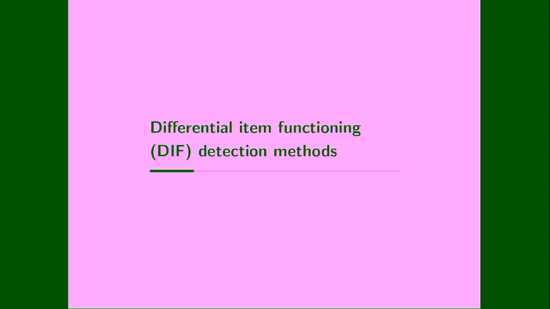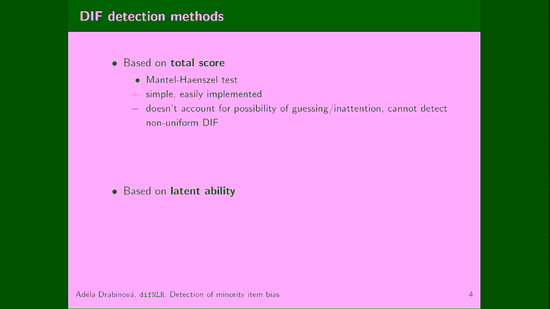So, yeah. Now I will list some examples of methods that can be used to detect such potentially unfair items. You can divide them in general into two groups. First is based on total score, and the second is based on latent ability. In the first group, an example can be the Mantel-Haenszel test. It's a very simple and easily implemented method, but unfortunately, it doesn't account for the possibility of guessing or inattention, and moreover, it cannot detect non-uniform DIF.